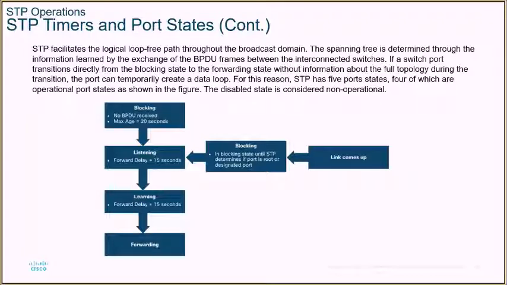Okay, so we have blocking, which is where we start out, and so there are no BPDUs received, and of course we have your max age of 20 seconds. Then we transition to listening for 15 seconds. And then after that, we transition into learning, another 15 seconds, and then forwarding. And now, of course, if the link comes up again, you're in blocking until STP determines if the port is root or designated. But anyway.